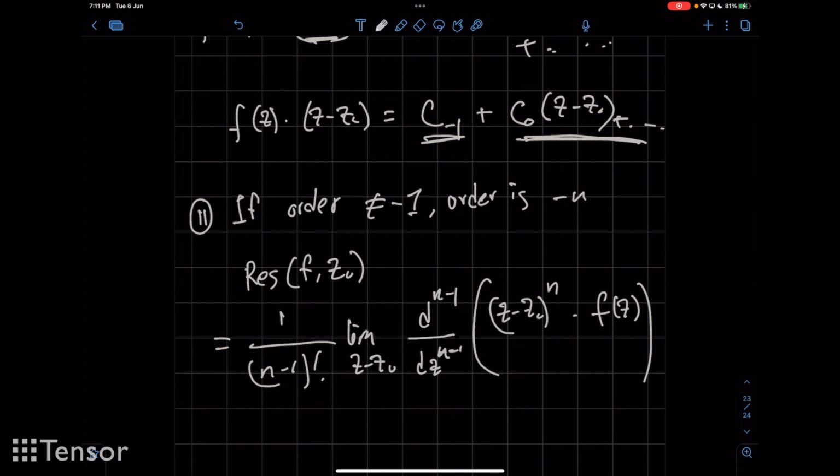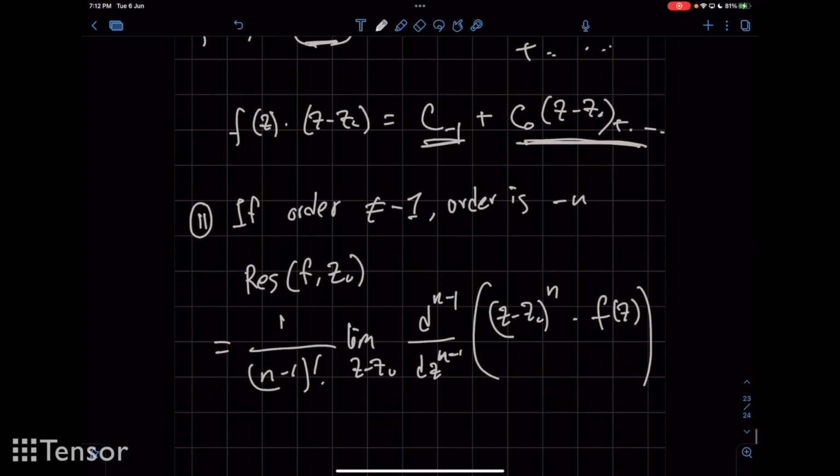Well, we can apply this formula for simple poles as well, because if we plug in the value n equals 1 here, then we have z minus z naught times f of z, and the 0th derivative is the function itself, and 0 factorial is 1.